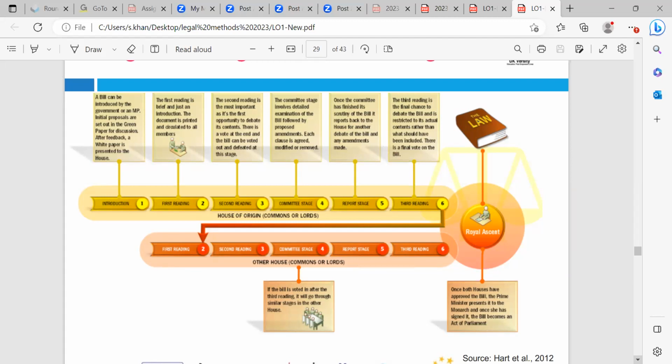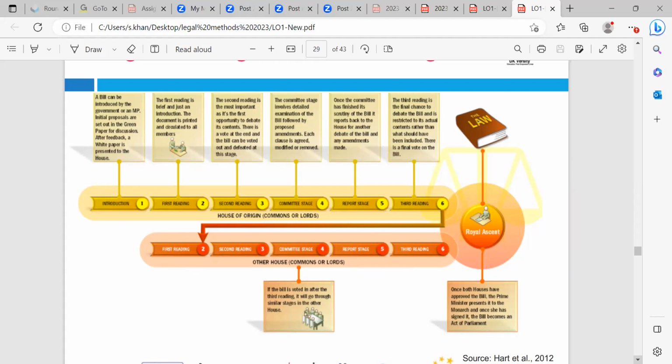There's a final vote on the bill, and then it goes to a first reading, second reading, committee stage, report stage, third reading, and then if the bill is voted in after the third reading, it will go through similar stages in other houses. Then the law is passed and it will need royal assent. Royal assent needs to be signed by the Queen, but no longer the Queen is in place, it will be the King.